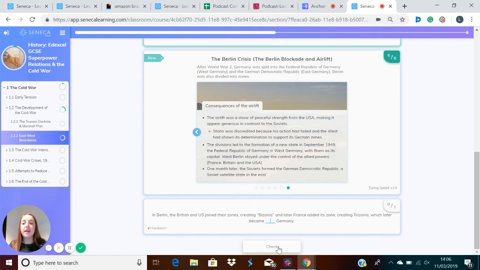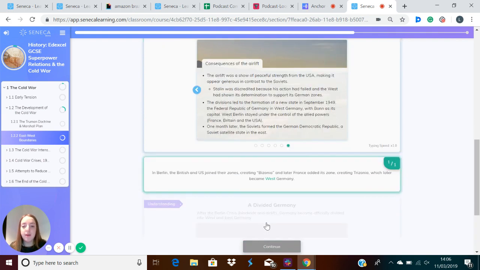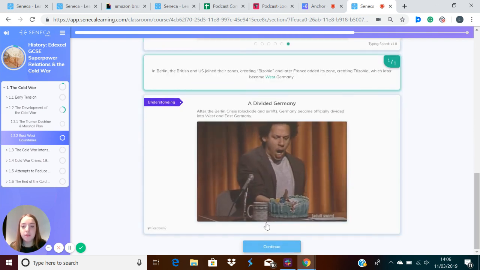So let's try and remember what zones were created in Germany. So in Berlin, Britain and the US joined their zones. They created Bizonia. France later added its zone, creating Trizonia, which later became West Germany. So Germany became a pretty divided country. It was divided into West and East Germany after the Berlin crisis.